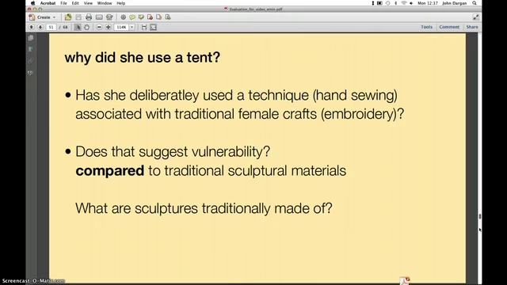And this technique that she's used, it's all hand sewn. And hand sewing is connected, if you thought about it, with traditional female crafts like embroidery. So what does that suggest? If you compare that to other sculptures, this is why a later task is about comparison. How does it compare? What are sculptures traditionally made of?